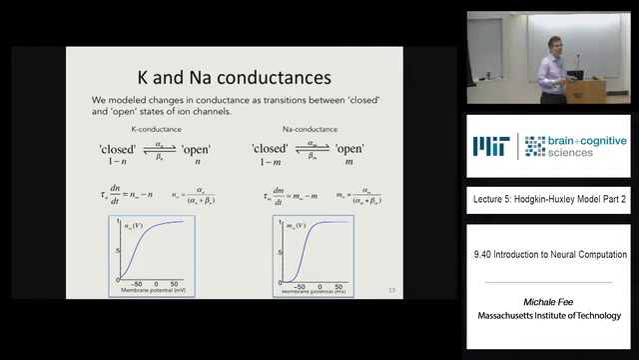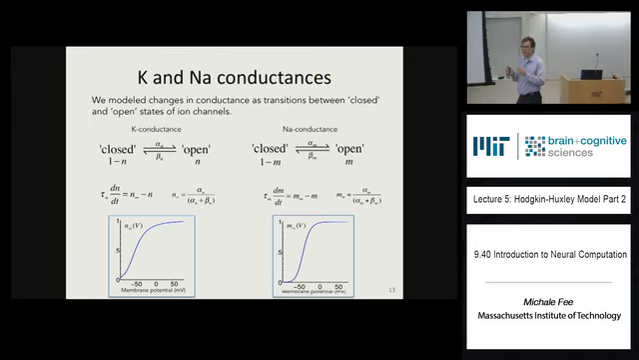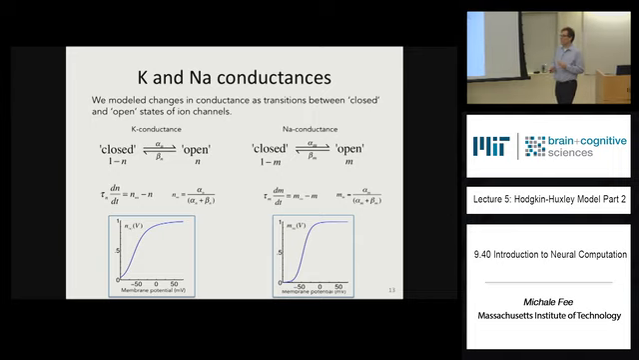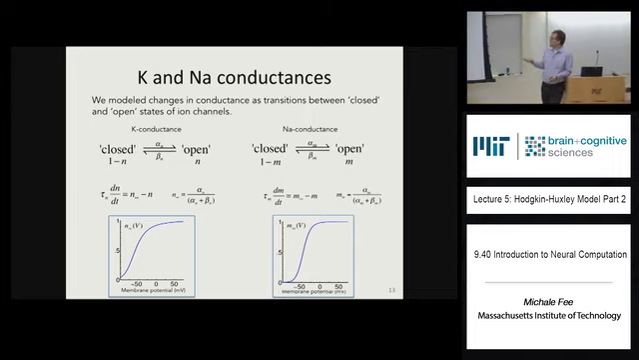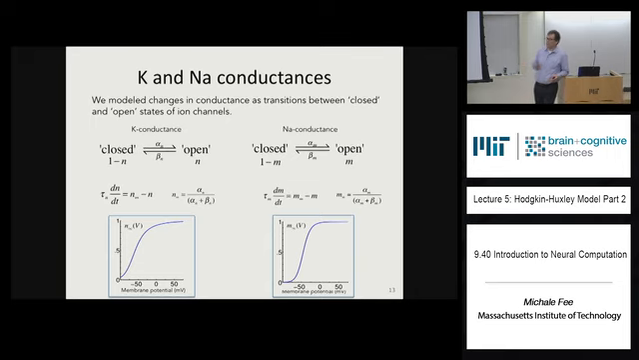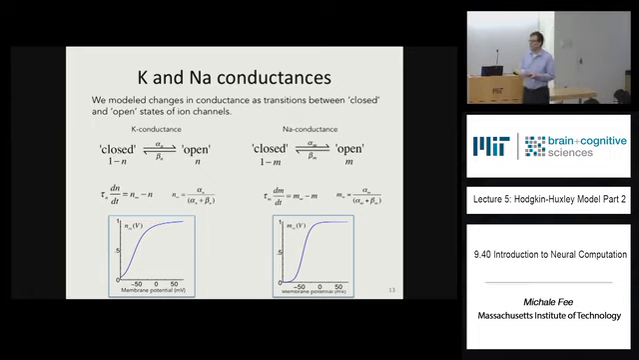So far, the sodium and potassium conductances look very similar, right? They both have the same kind of activation gating variable, the same simple model for how they turn on and turn off, same differential equation, same gating variable that has this sigmoidal dependence on voltage. Any questions about that? Okay.